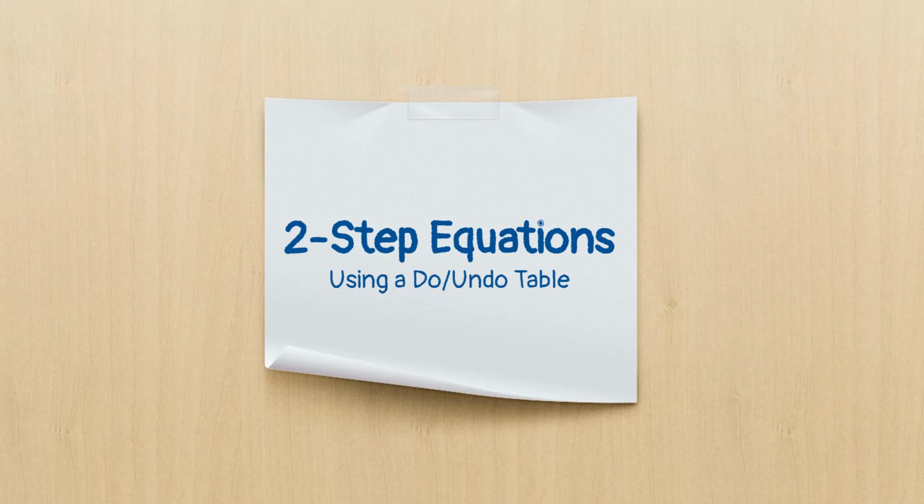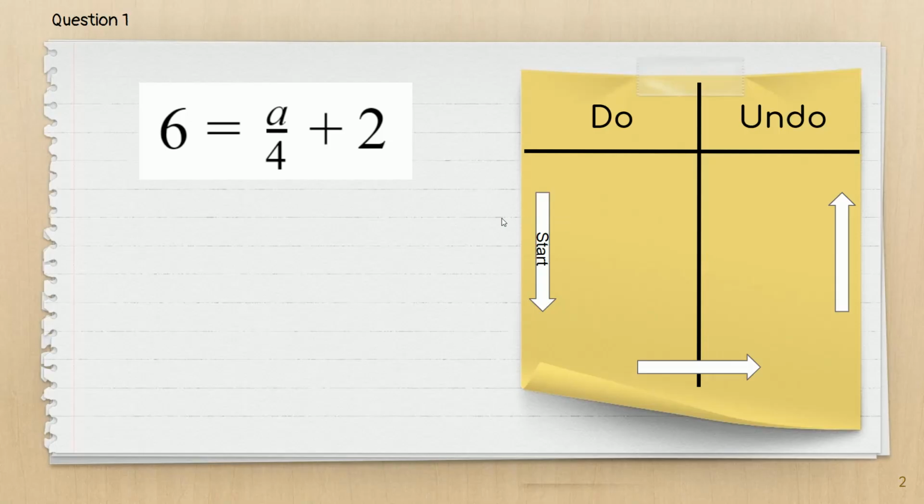The three problems that we're going to be doing are from your assignment, so if you write down the steps as we do them on this video, you will have three of the answers on your assignment, which will be very helpful. So let's start with the first problem on your assignment, and that first problem is 6 equals a divided by 4 plus 2.